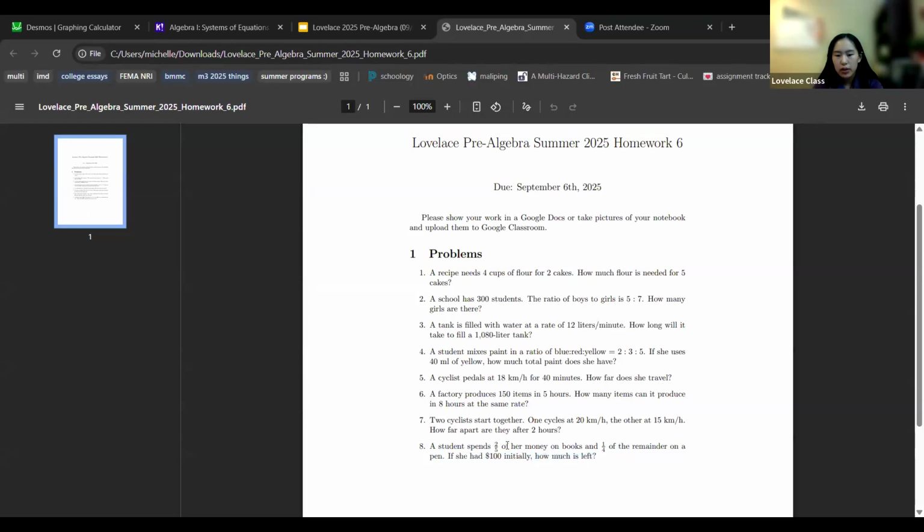So if she spends 2/5 of her money on books, right? So she first spends 2/5 of her money on books. Then how much she'll have left is going to be, I'll just type that, 100 times 3/5, right? So that's how much she'll have. And then afterwards, she spends 1/4 of that money on a pen.